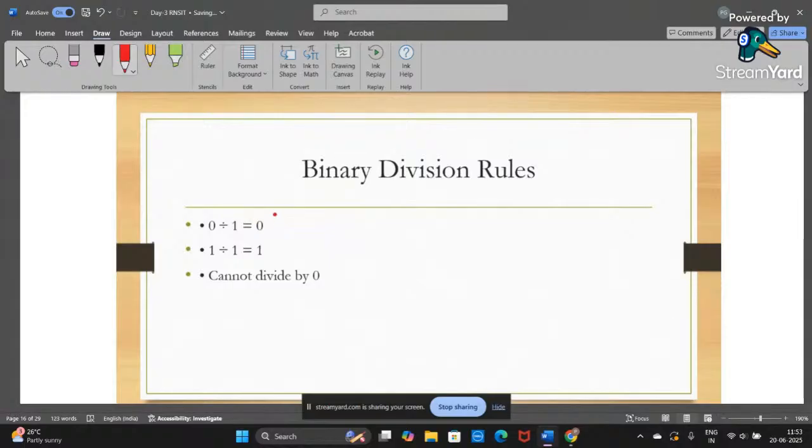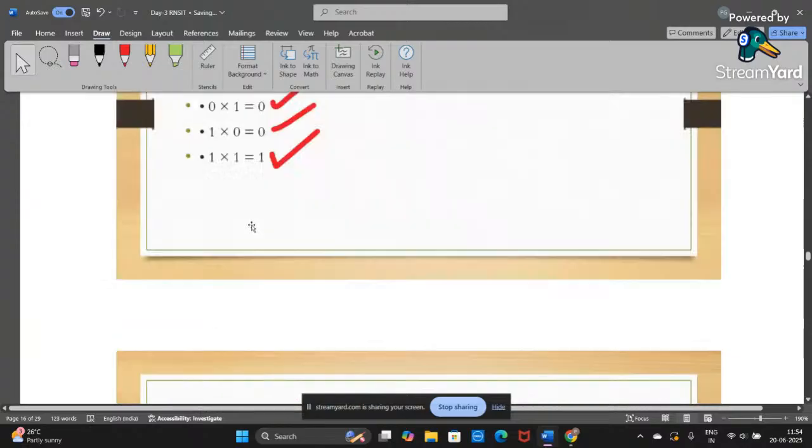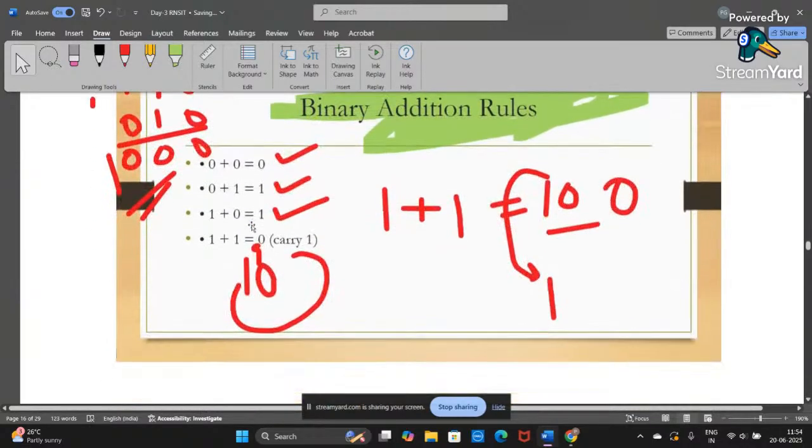0 divided by 1, it is 0. Same way, 1 divided by 1, it is 1. See, we cannot divide by 0, so it is not possible. 1 divided by 0, it is not possible. So we're taking only these two. Remember, 0 divided by 1 is 0. 1 divided by 1 is 1. These are the basic rules. Okay. Take note of this.